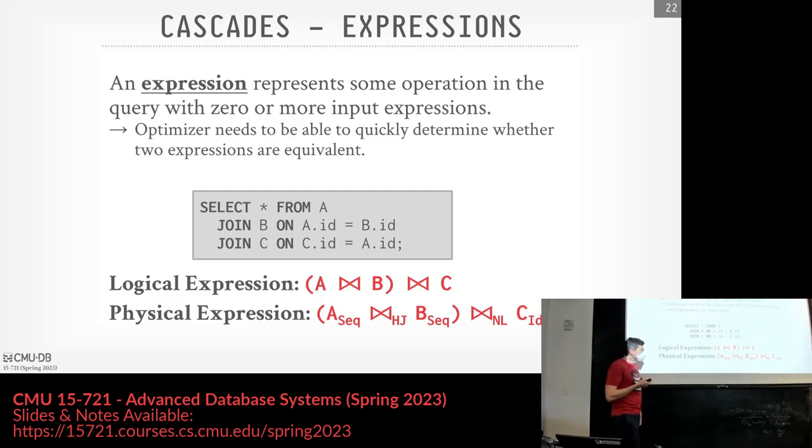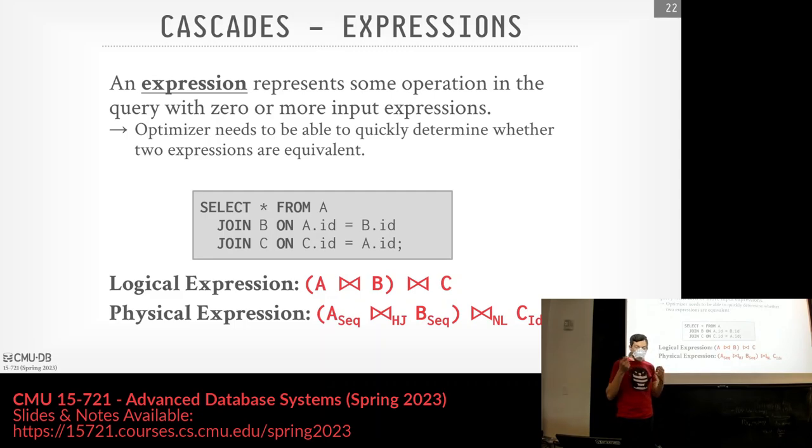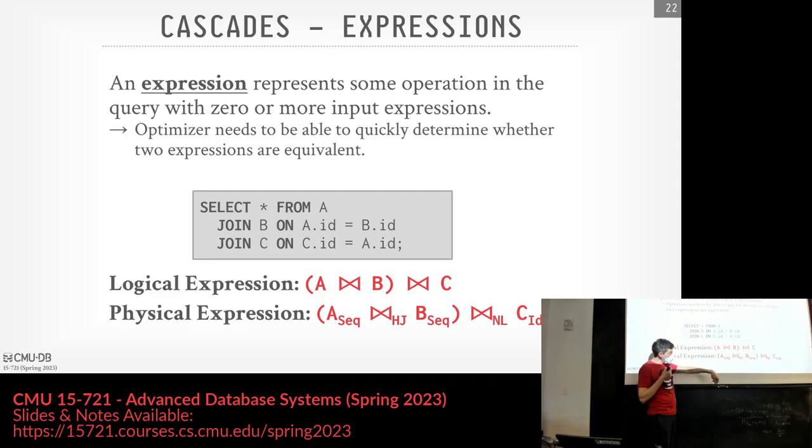So the big thing we're going to need to be able to do in our optimizer is identify quickly whether these two expressions are equivalent. Because if I have this expression A join B join C, when I do my transformation to a physical form so I can execute it in my system, we need to know that this expression satisfies what this logical expression needs.